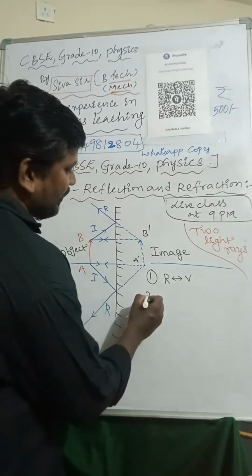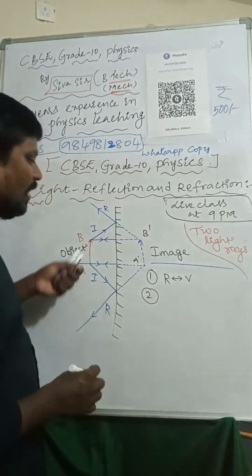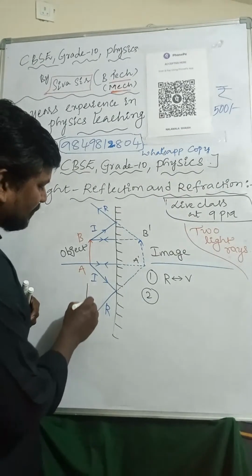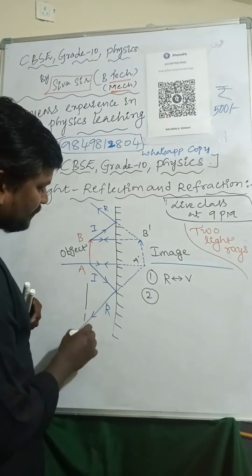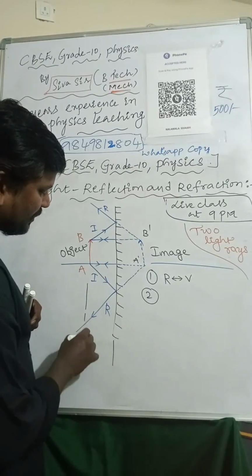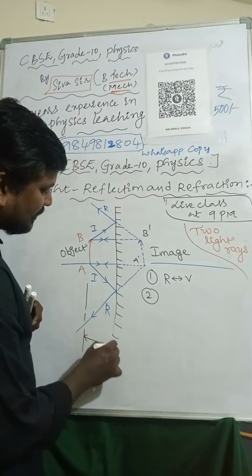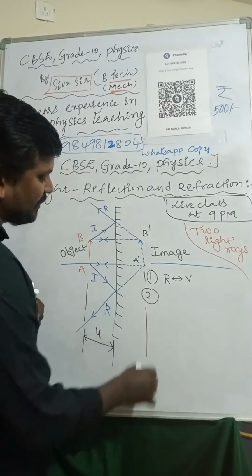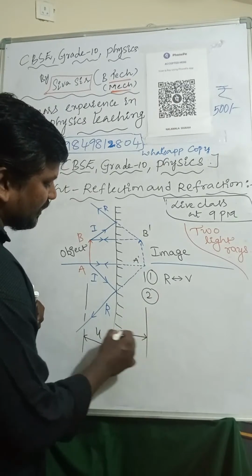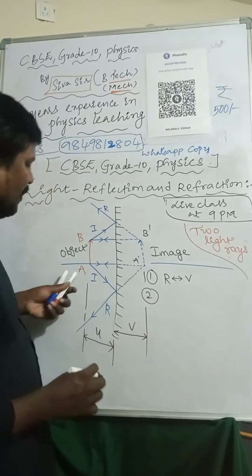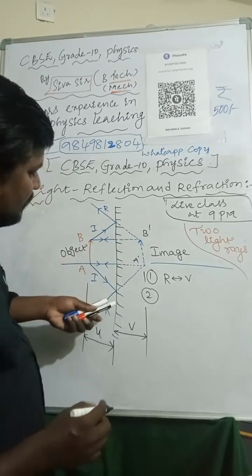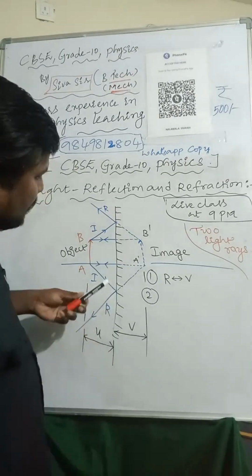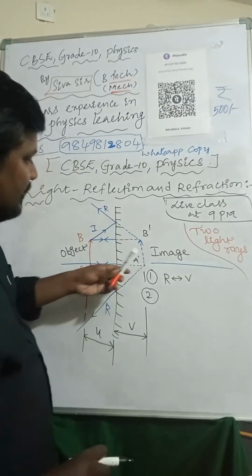And the second point is, object distance is equal to image distance. So what is the object distance? I am taking this from the object to the mirror. From object to mirror is called object distance. And this is the image. Image to mirror is called image distance.